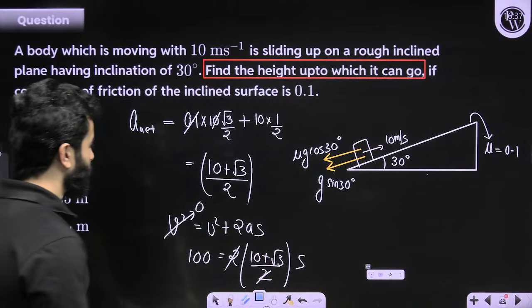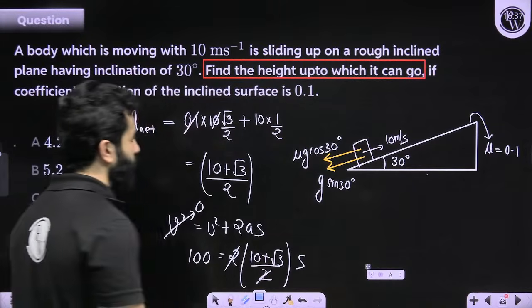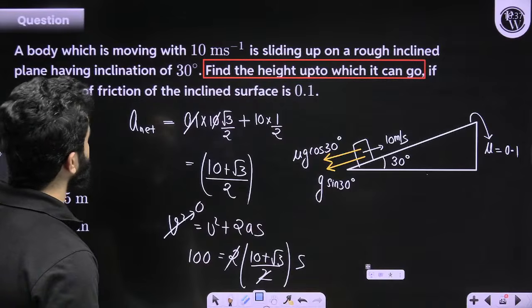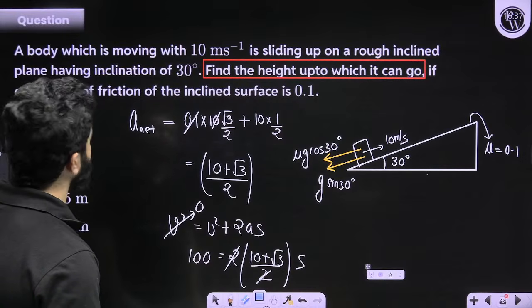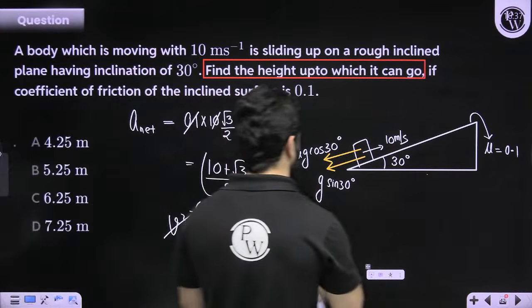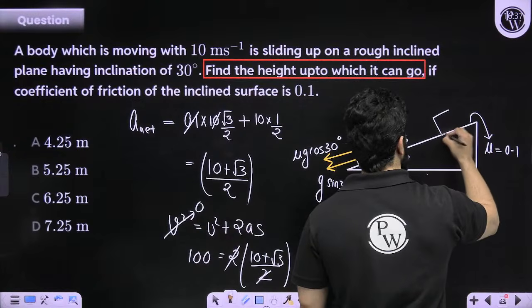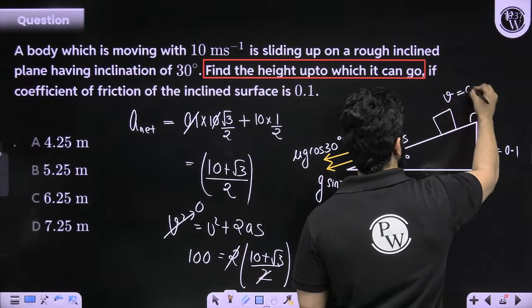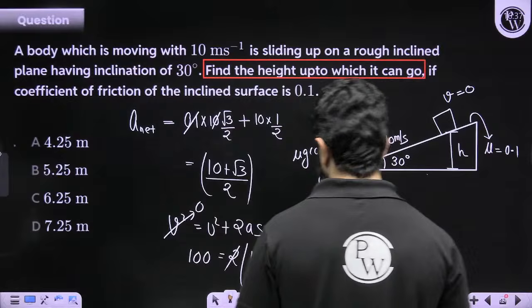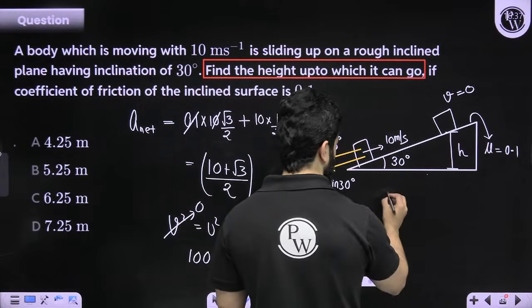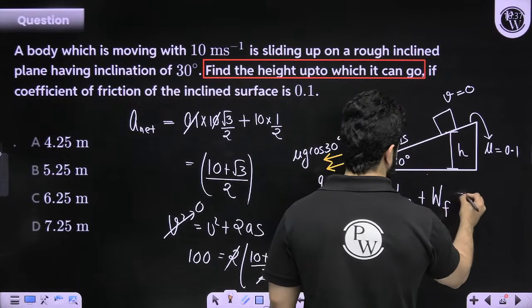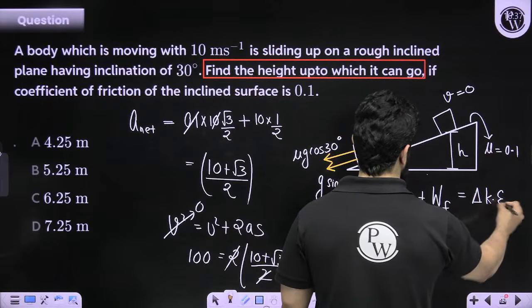No problem. So what we are going to do is, a body moving with 10 meter per second is sliding up on a rough inclined plane having an inclination of 30 degree, and the coefficient of friction is 0.1. What they are trying to say is, let's suppose the block has reached over here and v is equal to 0, then they want us to find this height. So use the work energy theorem after finding this s. Work done by mg plus work done by the friction force is equal to the change in kinetic energy.